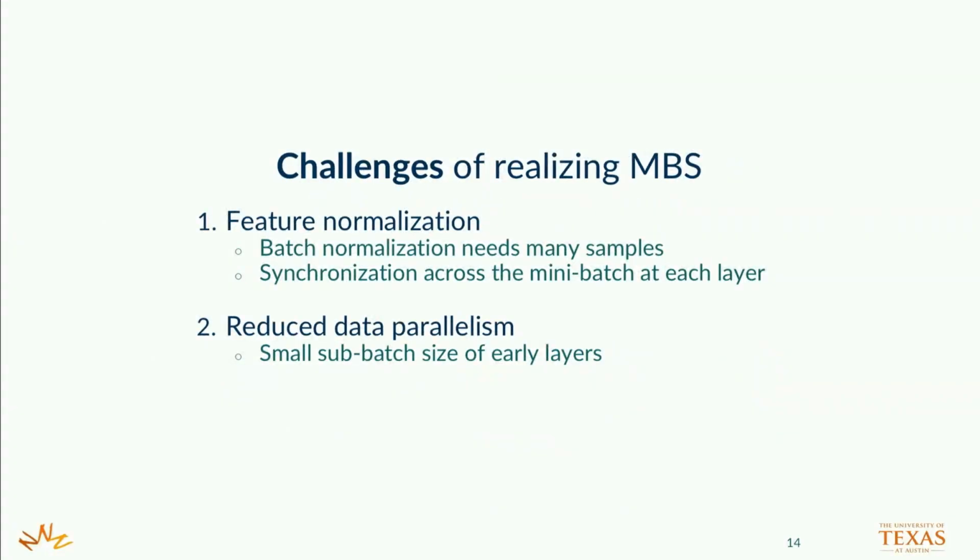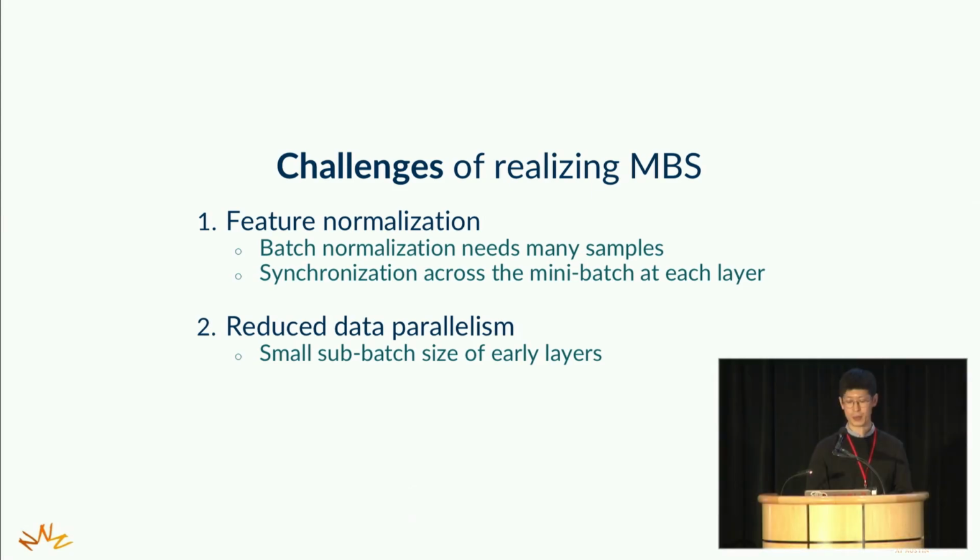Although it looks good, there are 2 major challenges to realize MBS. The first is feature normalization. The most commonly used batch normalization requires propagating all the samples in lock step, so it adds synchronization points across the whole mini-batch. Also, even though we can use a bigger sub-batch for later layers, the early layers still have to use a small sub-batch because of their large feature volume.